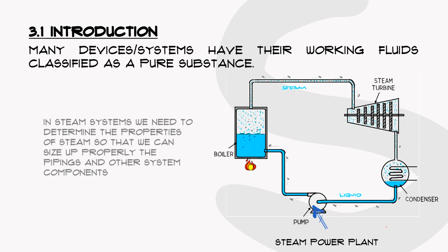Okay, so for the introduction, so many devices or systems have their working fluids classified as a pure substance. Right here, for example, in a steam power plant, the steam is the working fluid, and that steam is just recirculating through these basic components. So we have here first the boiler. That boiler converts this liquid water into steam, and that steam travels through the pipe, and will enter this steam turbine. So when I say turbine, we have here a rotational shaft.